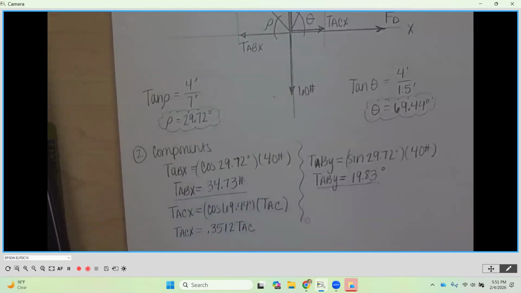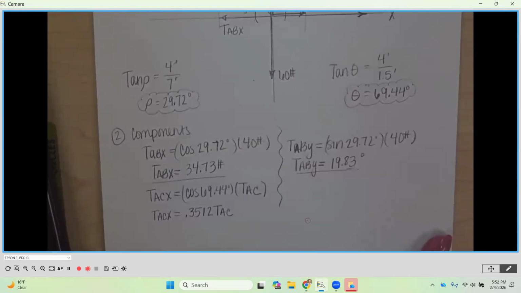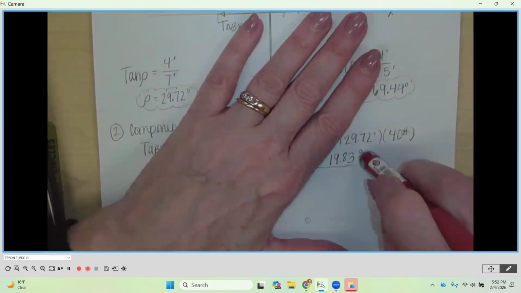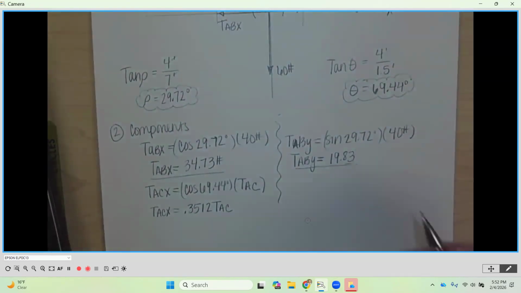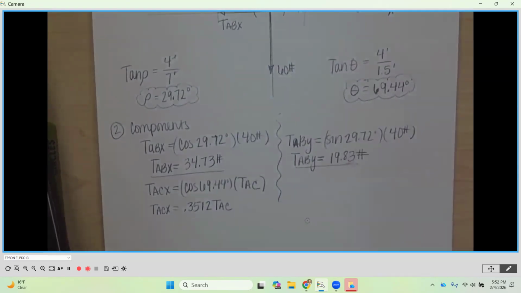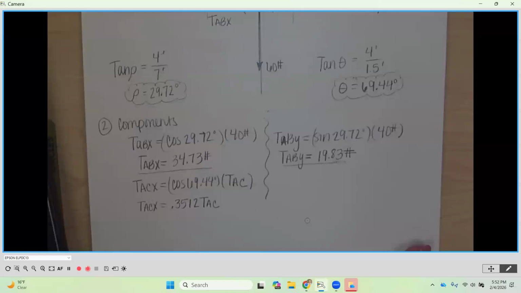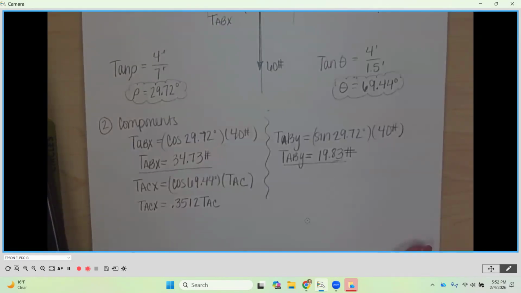I got 0.3512. It sounds like Josiah got the same thing. Shouldn't it be? You know what? It should be pounds. Thank you, Ava. TAC needs to be pounds, not degrees. Degrees is the angle. Pounds are the units. These are forces. Thank you very much. Yes, Matthew, thank you. Just saw that.